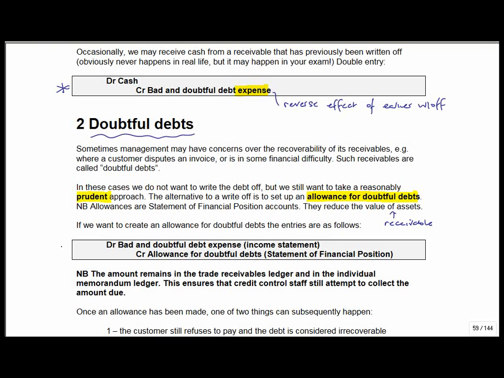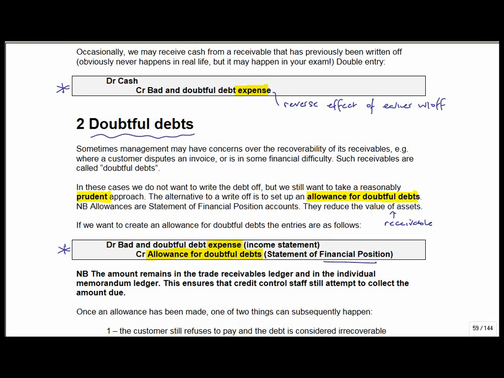The double entry then to create this allowance account is to debit the bad and doubtful debt expense account in the income statement. So that was the same as before when we wrote off the debt. But this time, instead of crediting receivables, what we do is we credit this allowance for doubtful debts account. And like I said, that's an account in the statement of financial position.